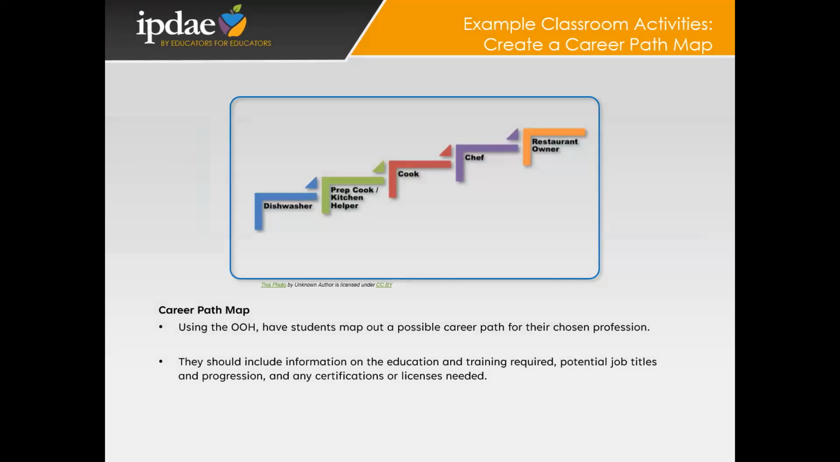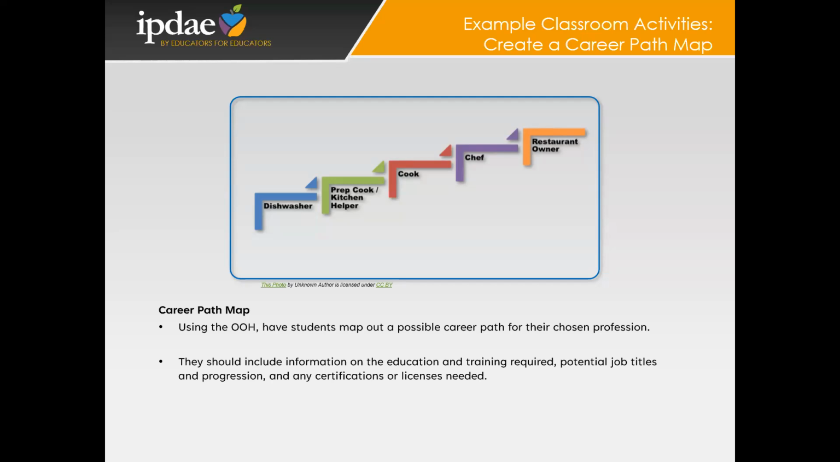Our next activity is a career path map. This activity encourages students to envision and map out a potential career path. The first step involves students selecting a career that they're interested in exploring. This could be a profession that they've considered pursuing or simply one they wish to know more about.